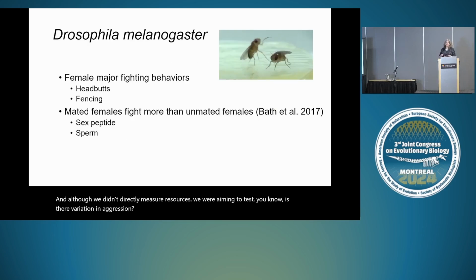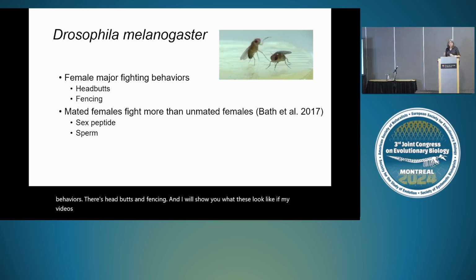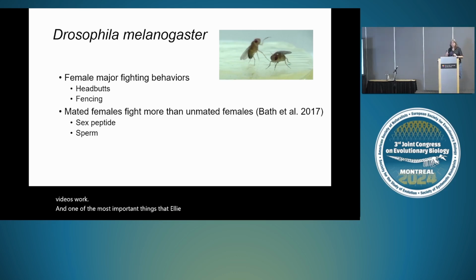So a little bit about Drosophila melanogaster female aggression. There's two major fighting behaviors. There's headbutts and fencing, and I will show you what these look like if my videos work. And one of the most important things that Ellie has demonstrated is that mated female Drosophila melanogaster fight more than unmated females. And this is influenced by the transfer of sex peptide from the male to the female during mating, and also sperm itself. So both of those have a bit of an effect.